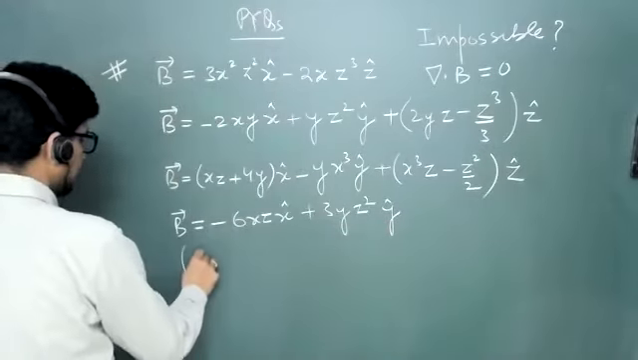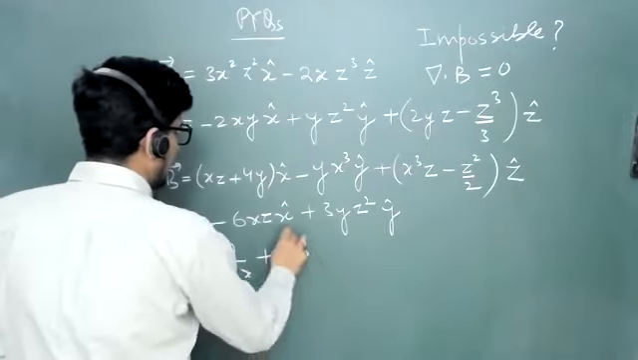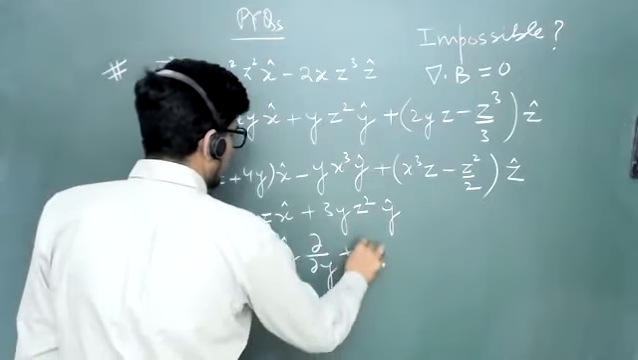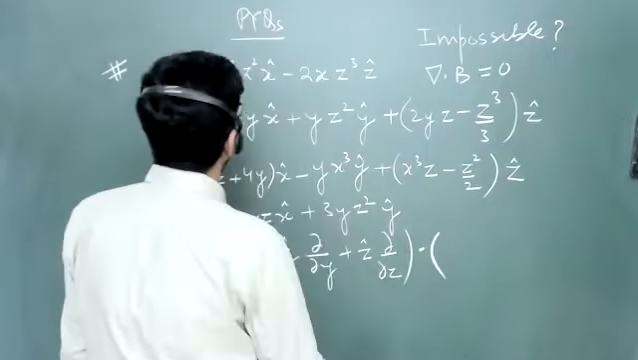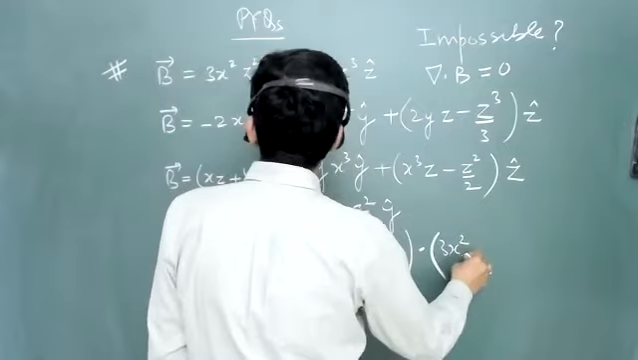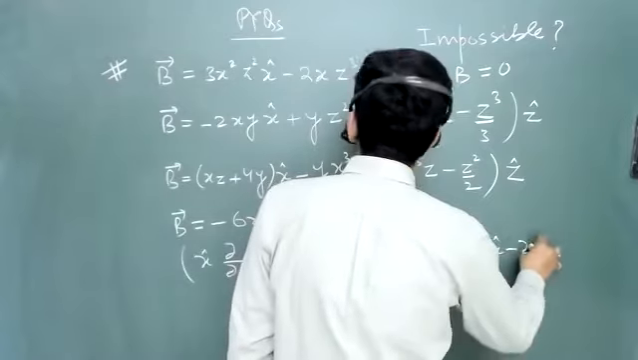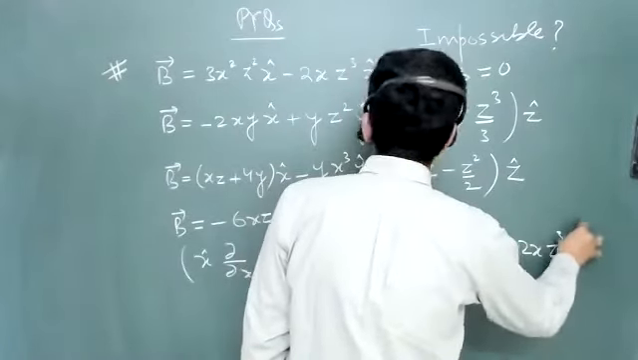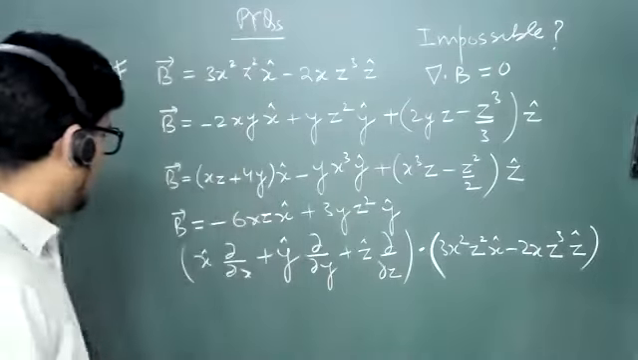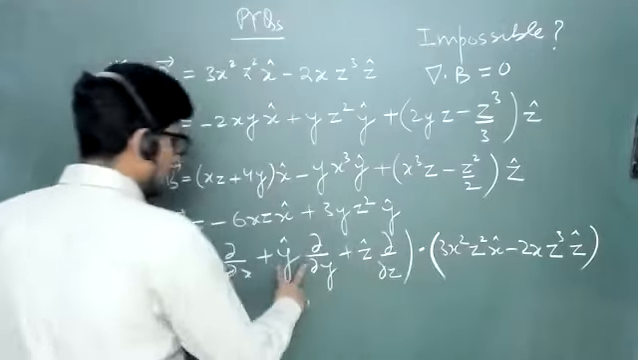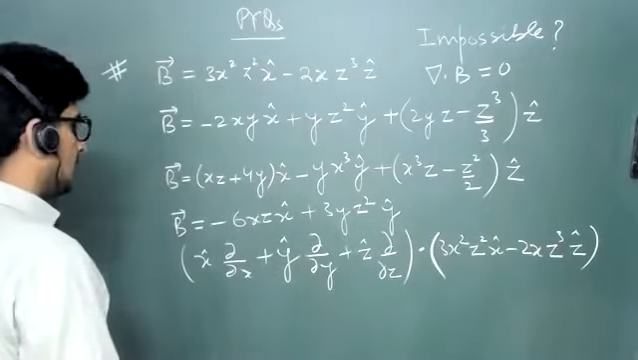So del is x cap del by del x plus y cap del by del y plus z cap del by del z dot product 3x square z square x cap minus 2x z cube z cap. Okay. Yes, sir. Dot product means only this will survive. Y cap is not there. Z cap will survive, right?